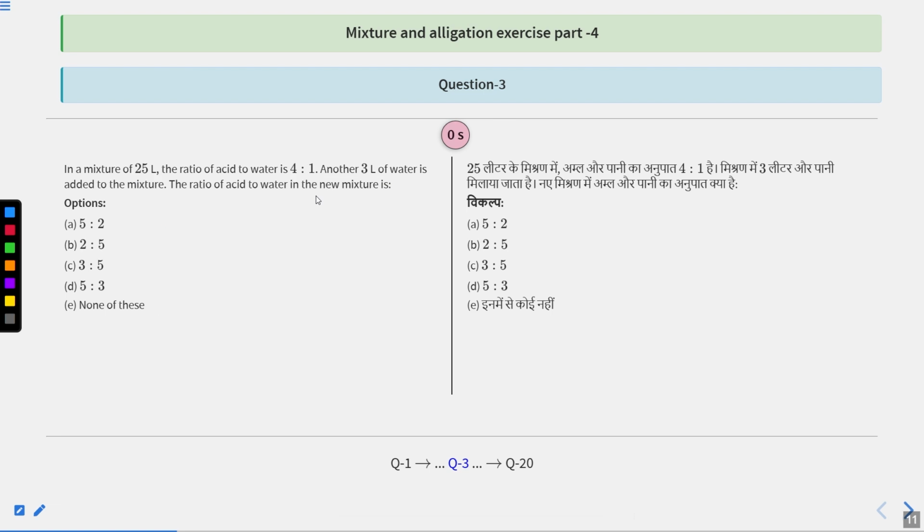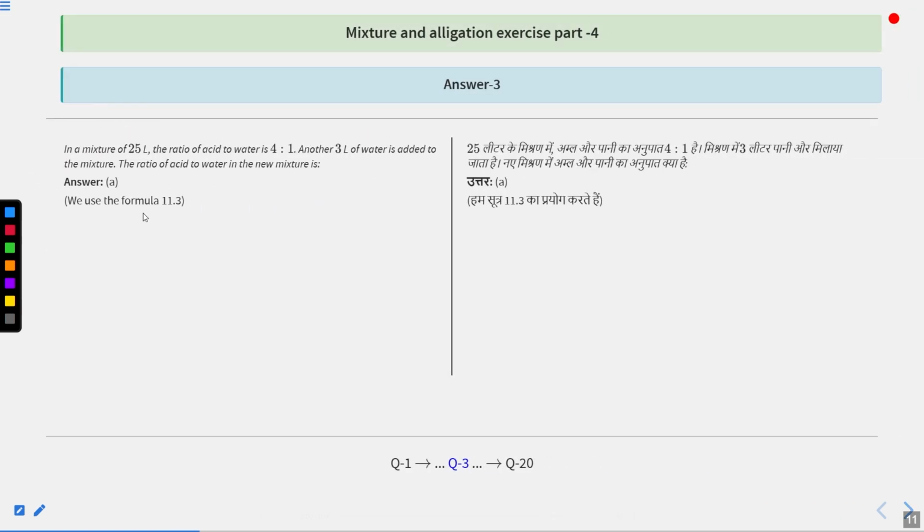Now time's up. Let's see the solution. We are going to use the 11.3 formula, which is related to mixture. So the question says that the total mixture is 25 liter, and when we add this ratio we get 5 unit. So if 5 unit is equal to 25, what will be the value of 4 unit? 4 by 5 multiplied by 25, which is 20 liter. It means acid is 20 liter. So water will be 5 liter.